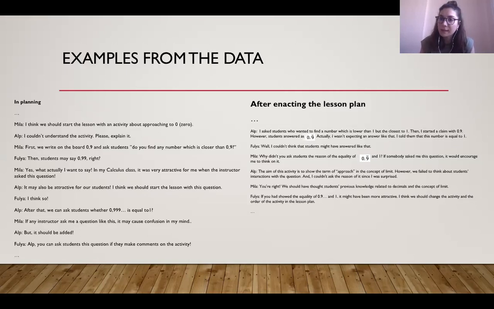Through these dialogues, we can see that pre-service mathematics teachers not only revise the lesson plan, the question, and the activity, but also revise their own conceptions by means of the lesson study process.